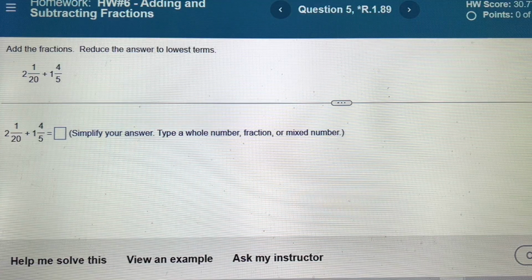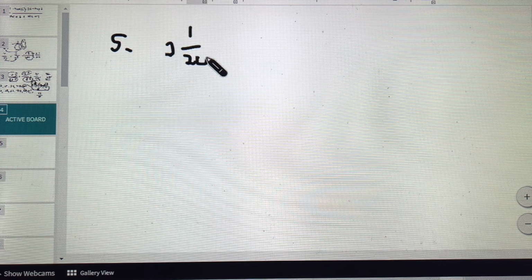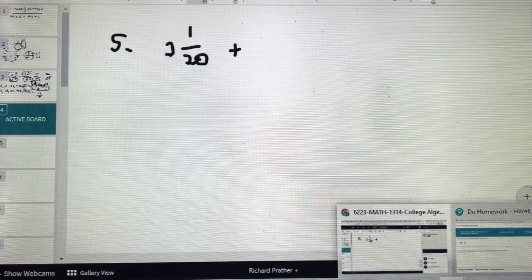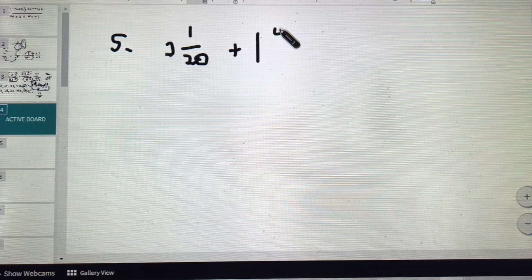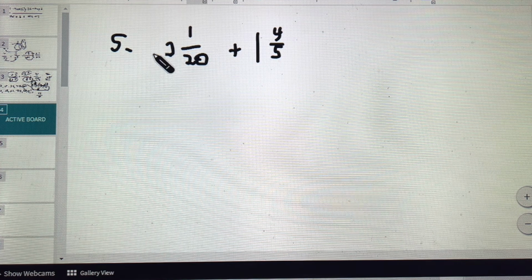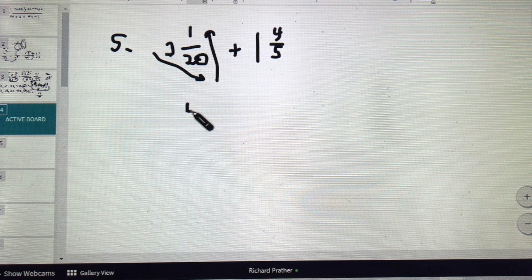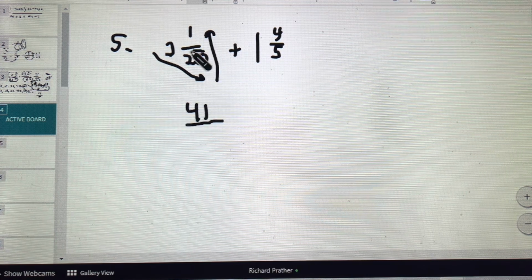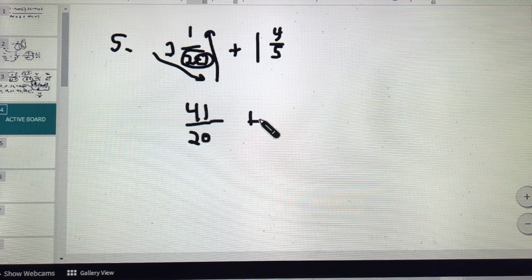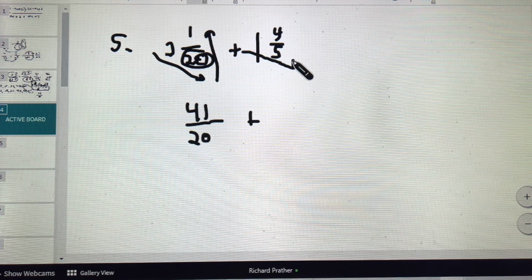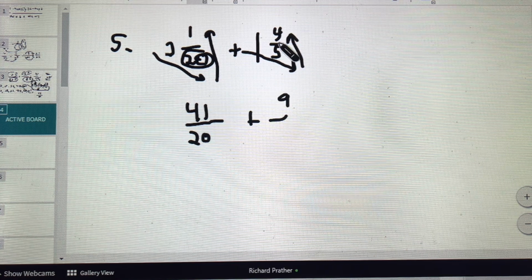So even though they're giving me mixed numbers here, 2 and 1/20th, I'm going to change it to improper. It's always easier to work in that format. 1 and 4/5. So you go down, 2 times 20 is 40, go up and add, plus 1 is 41, and then it's always the same denominator, 20. 1 times 5 is 5, 5 plus 4 is 9, same denominator, 5.